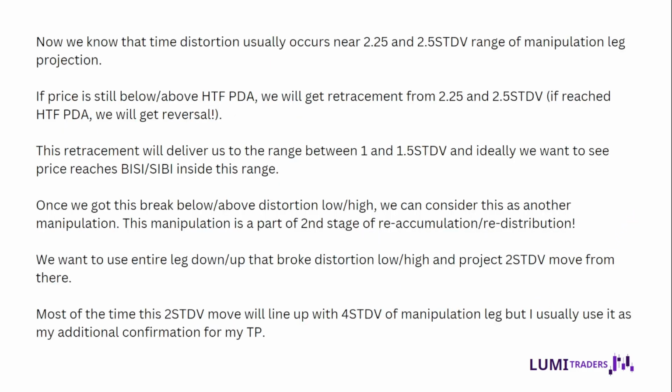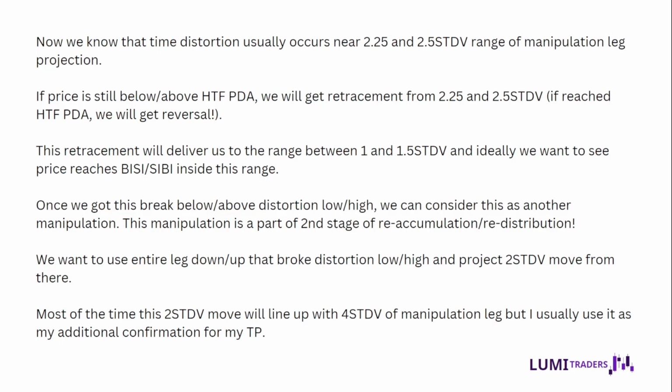Now we know that time distortion usually occurs near 2.25 and 2.5 standard deviation range of manipulation leg. If price is still below or above higher time frame PDRA, we will get retracement from this range between 2.25 and 2.5 standard deviation. If price reaches higher time frame PDRA, we will get reversal from that range. Keep this in mind. This retracement will deliver us to the range between 1 and 1.5. Ideally, we want to see price reach a fair value gap inside this range, right?